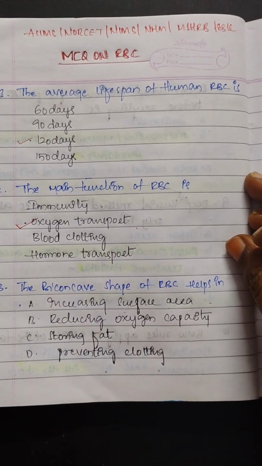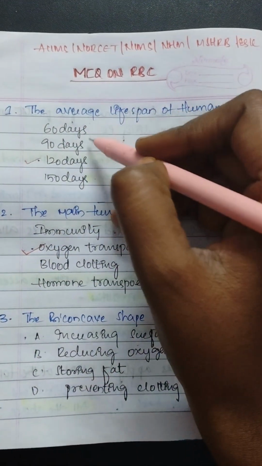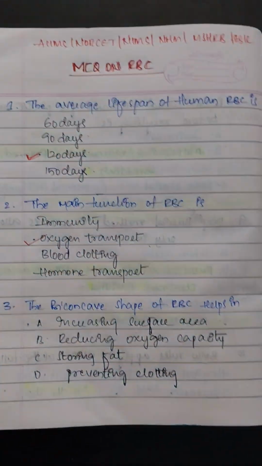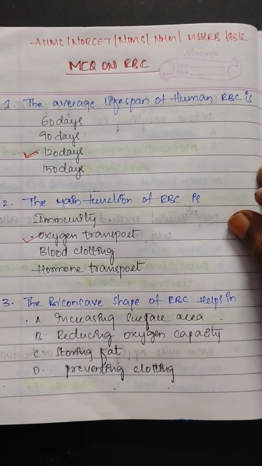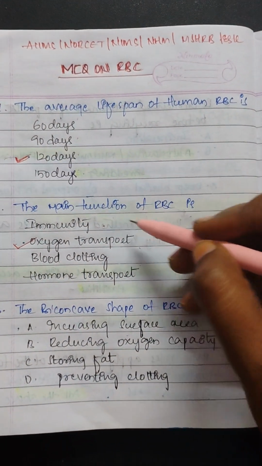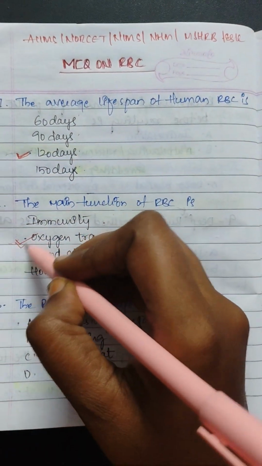First question. The average lifespan of a human red blood cell is 60 days, 90 days, 120 days, 150 days. The answer is 120 days. The next one. The main function of red blood cell is immunity, production, oxygen transport, blood clotting, hormone transport. The answer is oxygen transport.